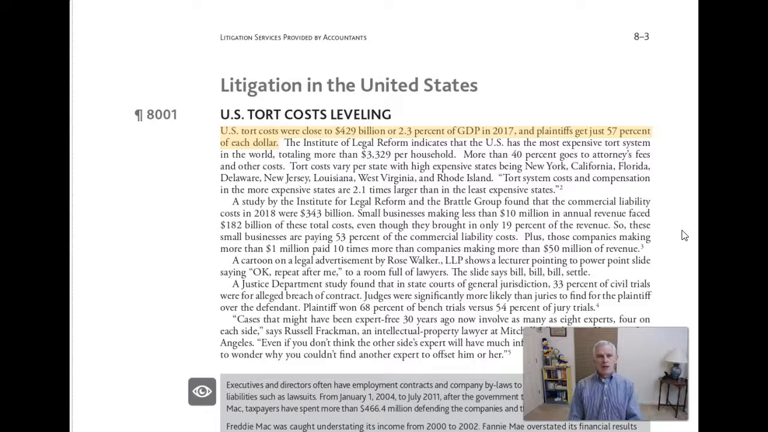Look at what I've highlighted here. U.S. torts were close to $429 billion in 2017. Those are the losses in tort court cases. So it's big money. These cases are going on all the time.